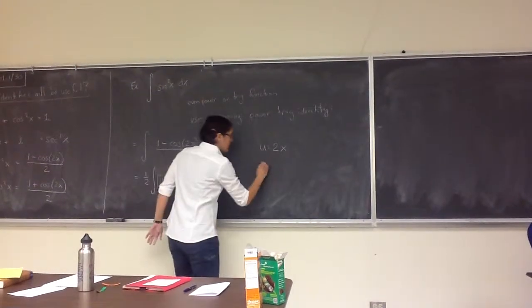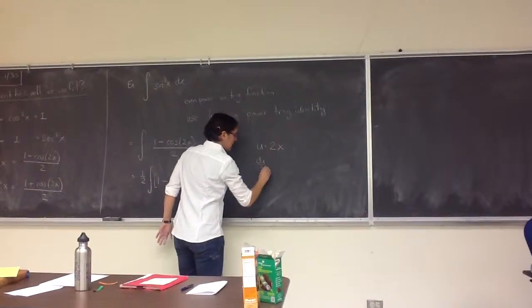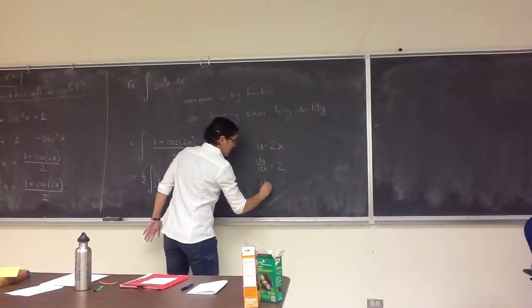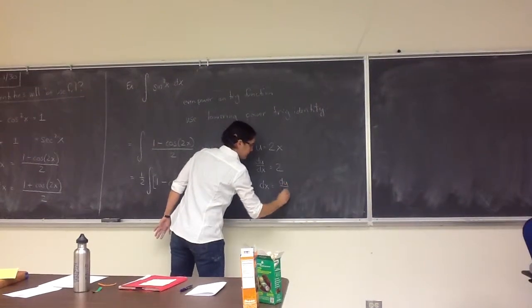Alright, so let's go ahead and work through that. We have du over dx is equal to 2, and so dx is equal to du over 2.